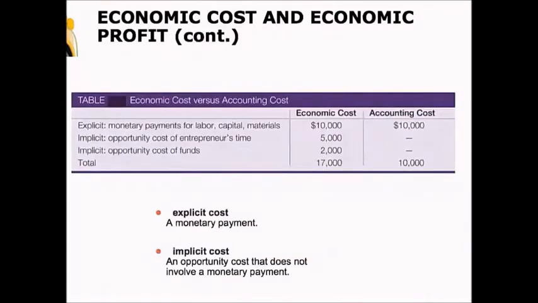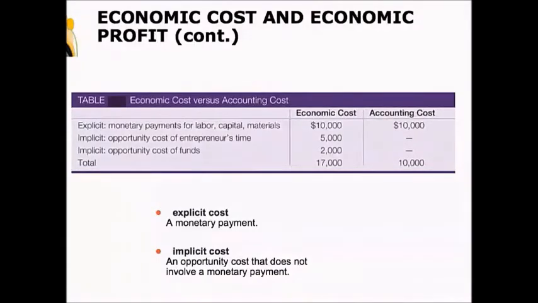Here's an example of a business venture where we're going to look at the economic cost versus the accounting cost. Suppose there's an explicit cost where the monetary payments for labor, capital, and materials is $10,000. Now an accountant would say that's a $10,000 cost. An economist would say that's a $10,000 cost. Now the difference is the implicit cost that we look at, which is the opportunity cost that doesn't involve a monetary payment, an actual payment that can be tracked.